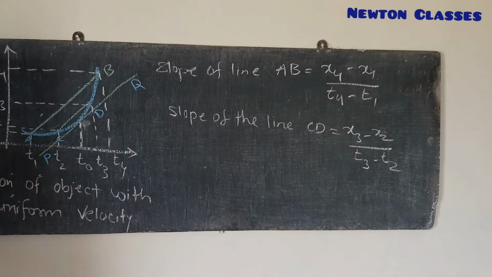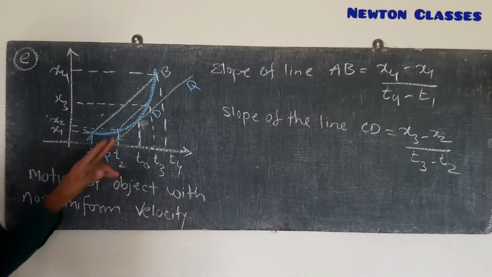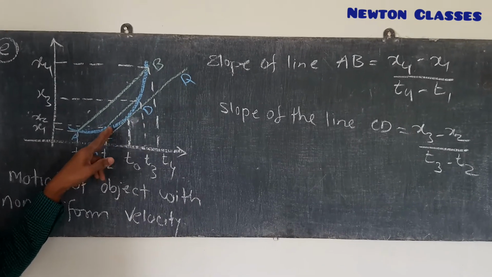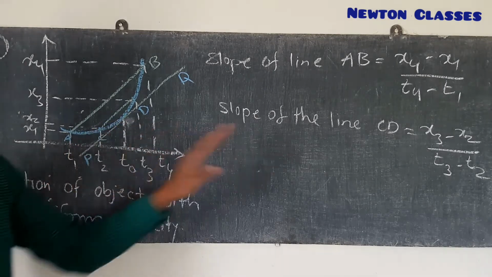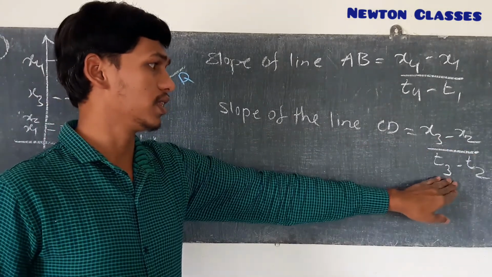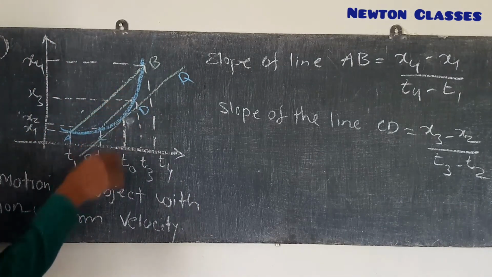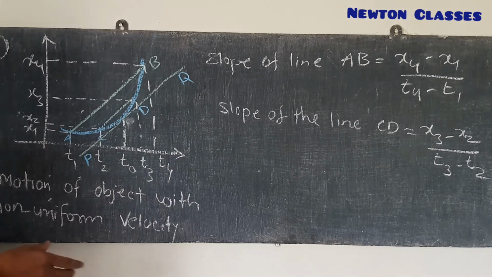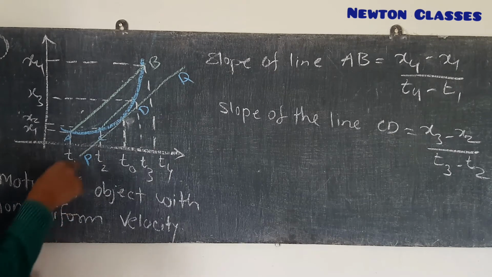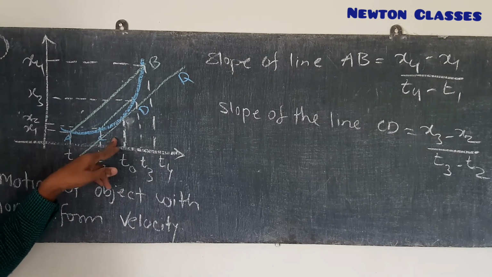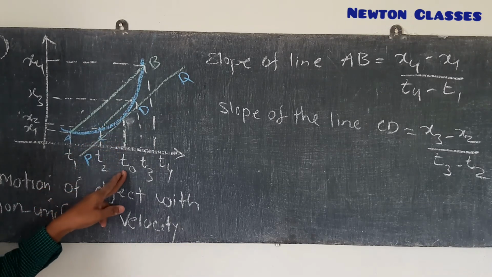Now we will decrease this time interval to t3 to t2, and here when we connect the 2 points C and D by another straight line, then again the slope of this line CD, which is x3 minus x2 upon t3 minus t2, gives the average velocity of the body for the time interval t3 to t2. Now when we again decrease the time interval to t0, we will draw one tangent PQ, and the slope of that tangent gives the velocity at time t0.